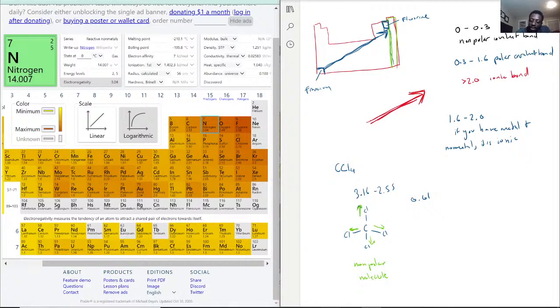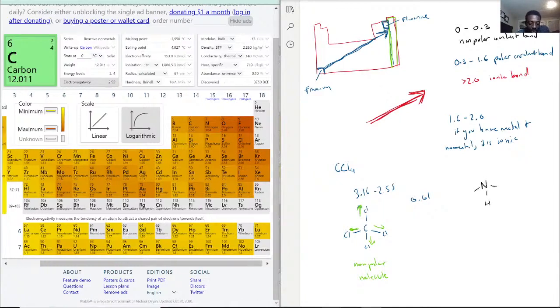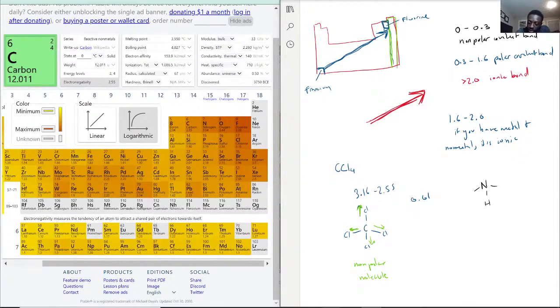The point being is that if we had NH3, the reason why I didn't want to use H is because H is all the way at 2.20, so these are already polar bonds. The key here is that it has a lone pair, which makes the pull skyrocket towards the lone pair. So this is a polar molecule.